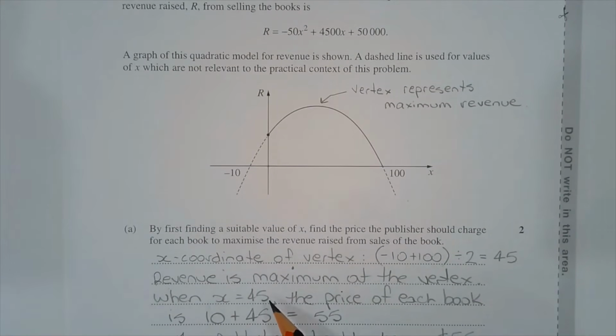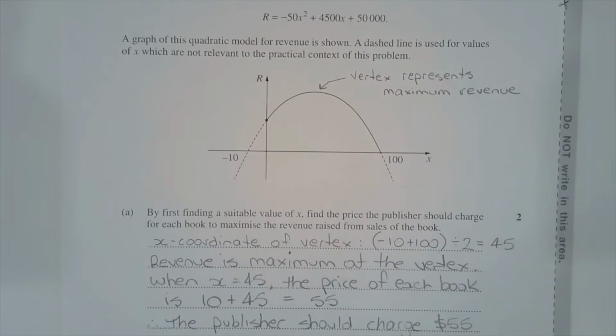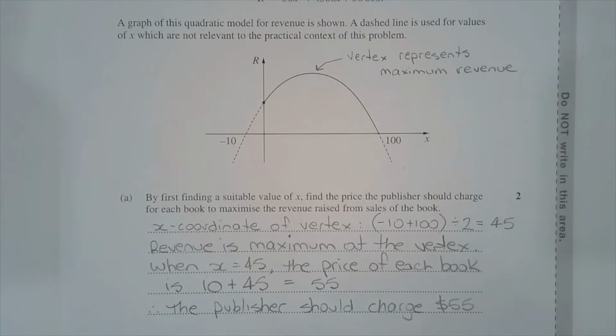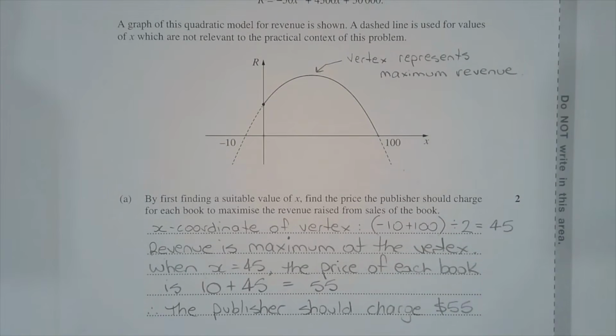When x equals 45, the price of each book is 10 plus 45, which equals 55. So therefore, the publisher should charge $55 per book to maximize revenue.